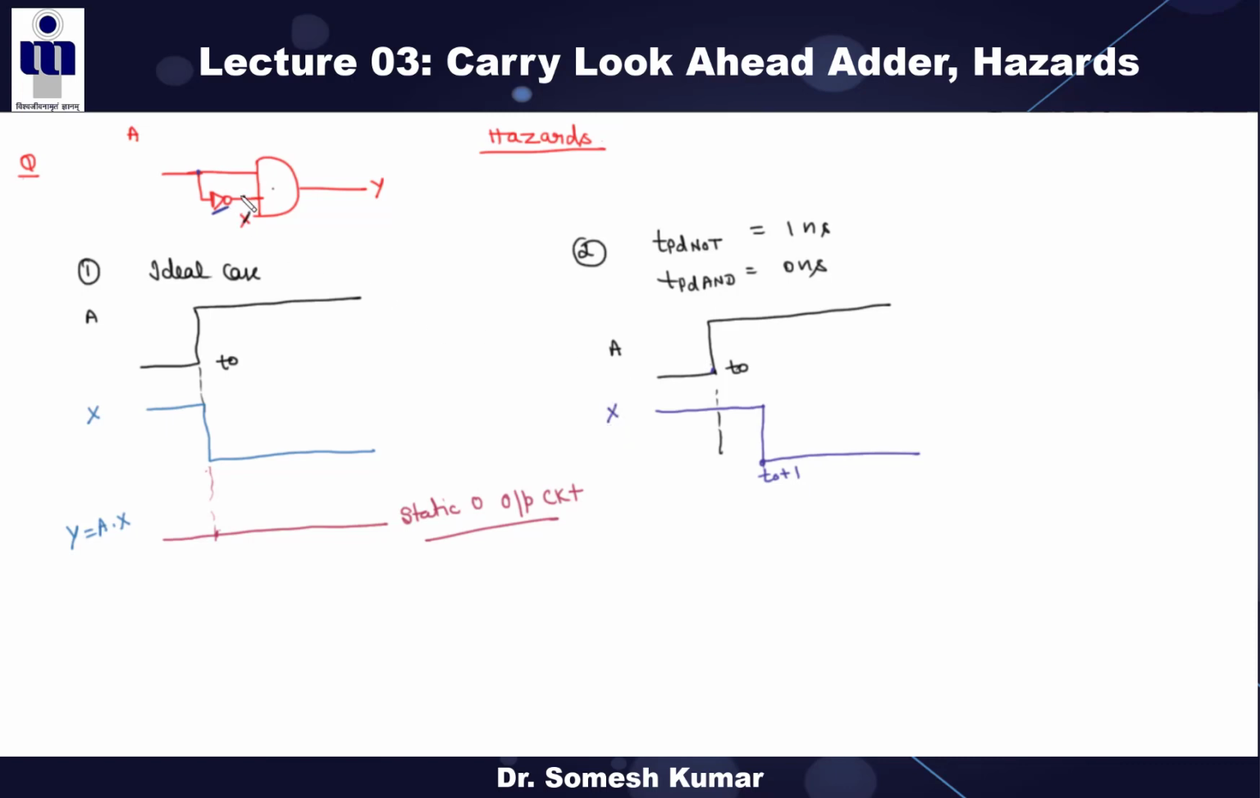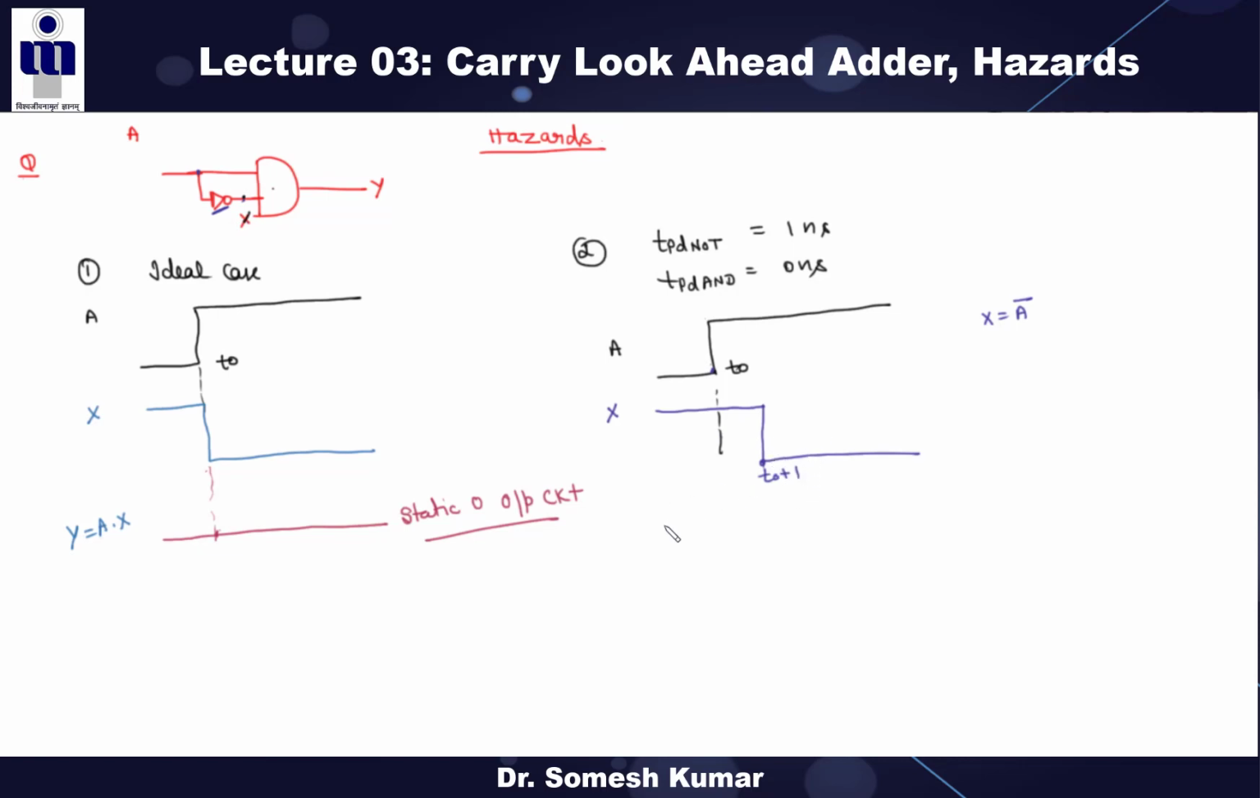If there is any change in A, say 0 to 1, the change in X is basically A bar. So if this change in A from 0 to 1 happens at time t, similarly this delay is there, and that change will be reflected in X after 1 nanosecond, so T naught plus 1.